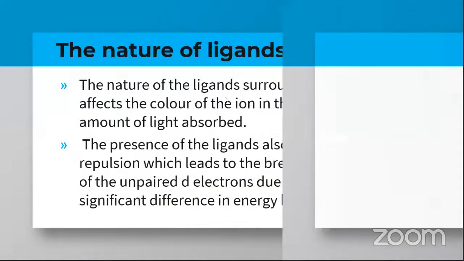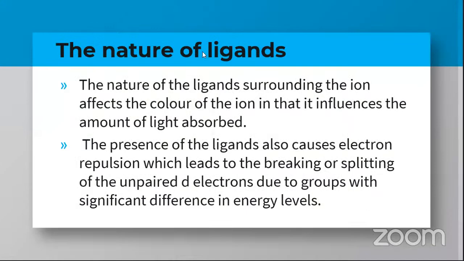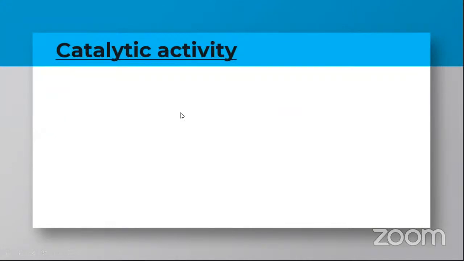So members, from here we have finished the first property, the one we started with, the formation of colored compounds, those transition metals being colored. So now we are going to another property, which is catalytic activity. So this is where these transition metals or compounds behave as catalysts.